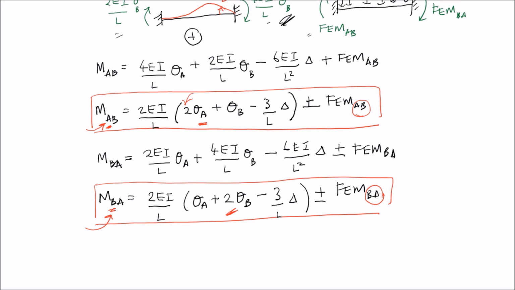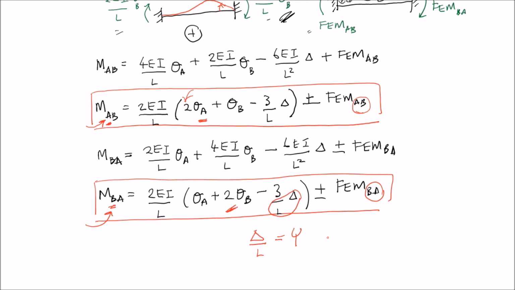Sometimes in some books they also simplify delta over L, this term, as equal to the psi value. So it's going to be blah blah blah minus 3 psi. Again, it's the same thing, so it doesn't matter which notation you use. It's actually coming from this principle. Alright.